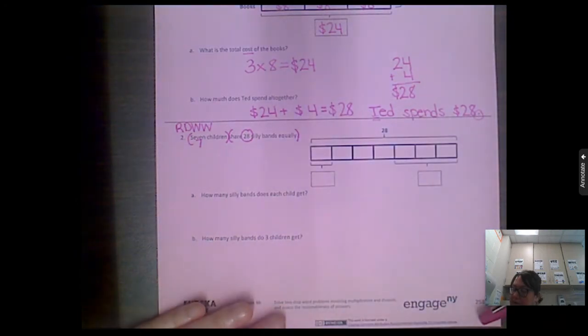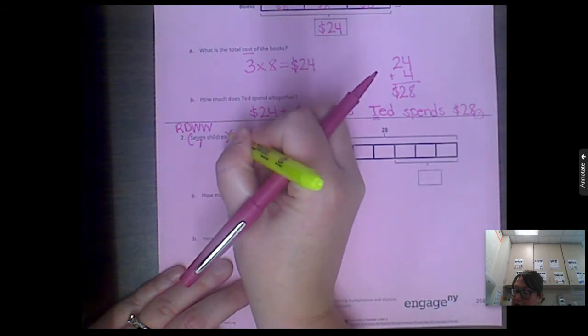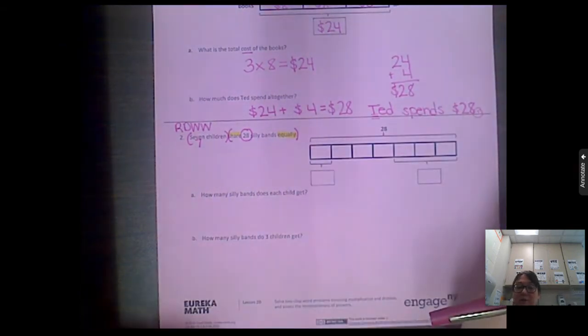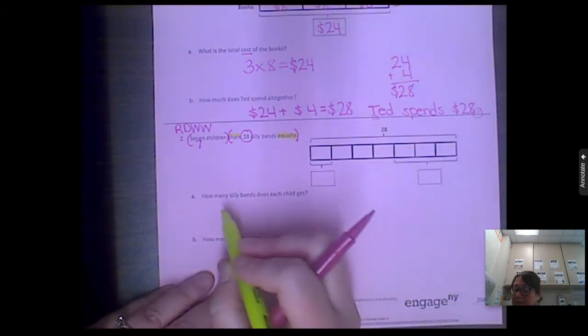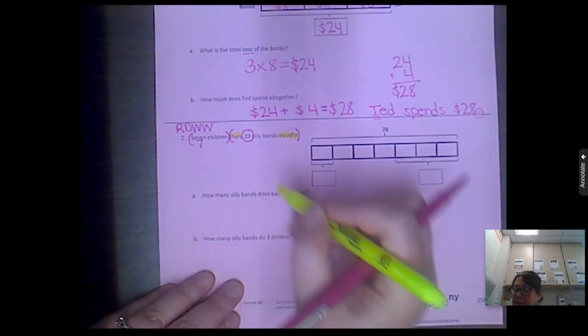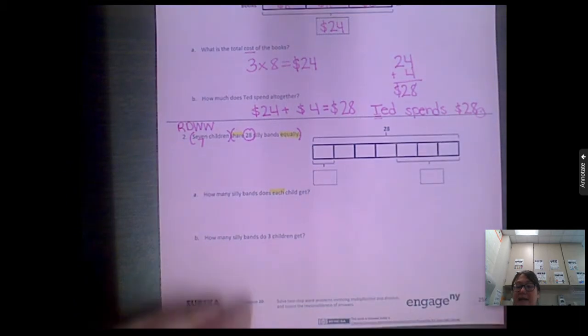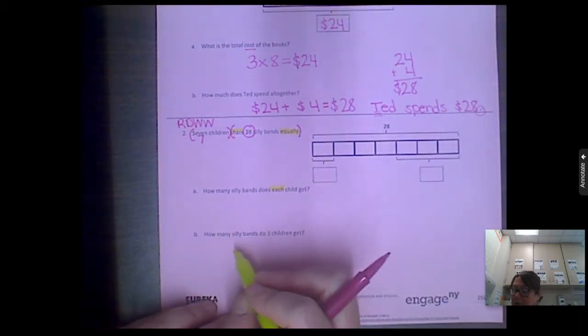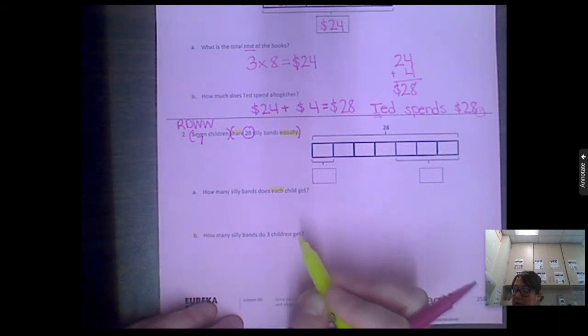Do we see some clue words in there? Well, they're sharing, and they're sharing equally. So that's telling me that we're going to have equal groups. Okay. And if I look down here, it says how many silly bands does each child get? That's a clue word. Okay. And then our final question is how many silly bands do 3 children get?